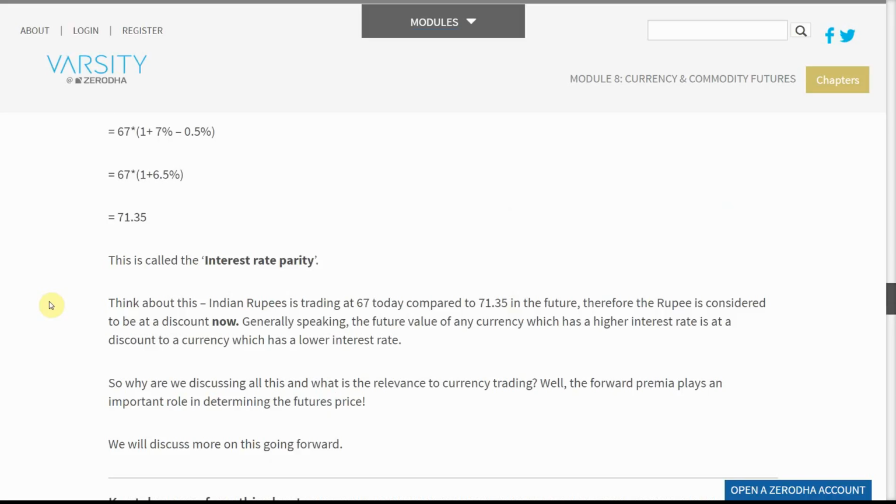This is called the interest rate parity. Think about this: Indian rupees is trading at 67 today compared to 71.35 in the future. Therefore, the rupee is considered to be at a discount now.